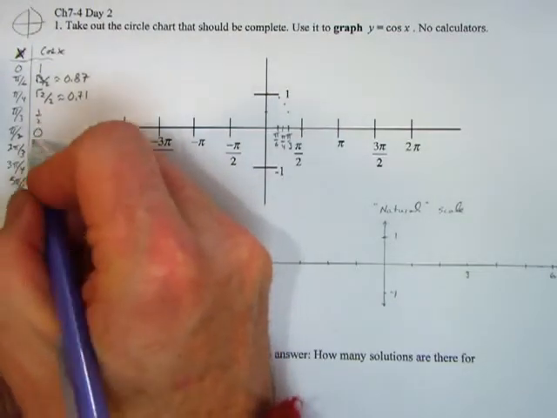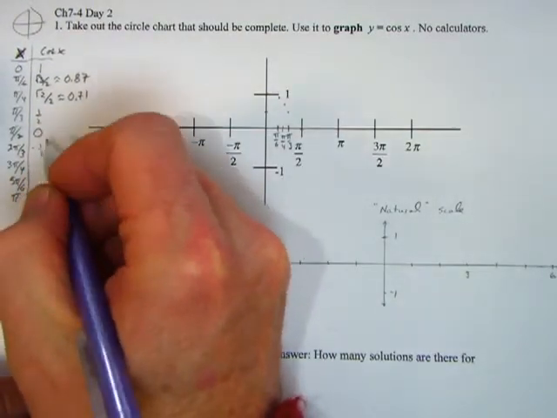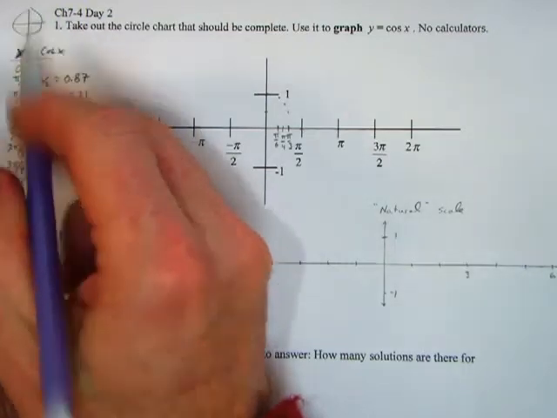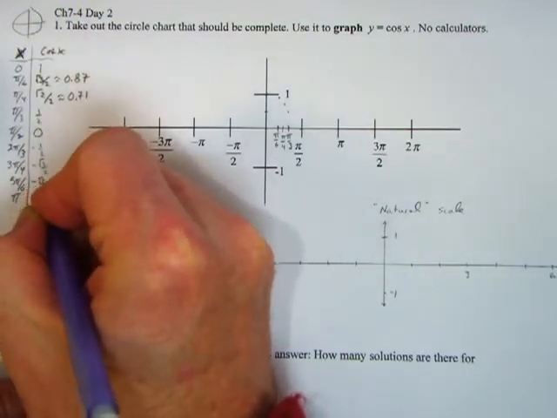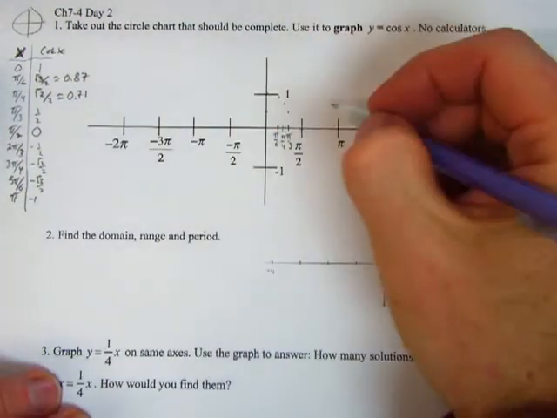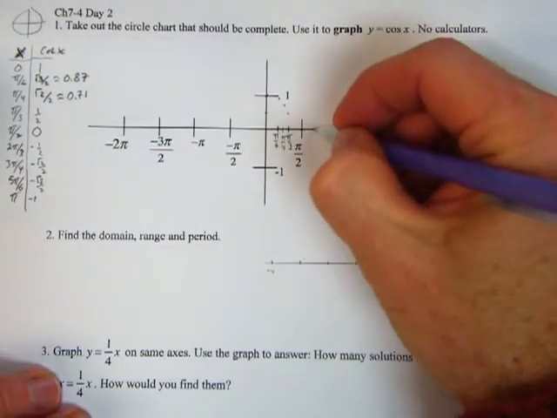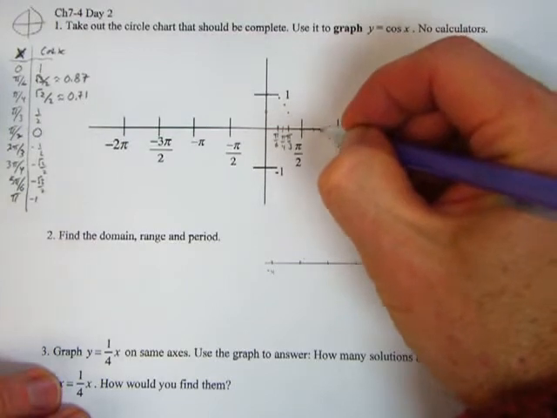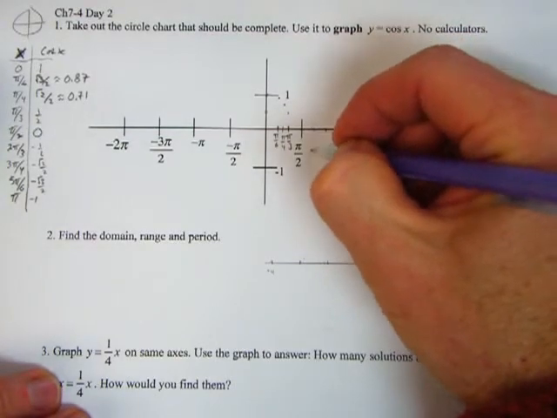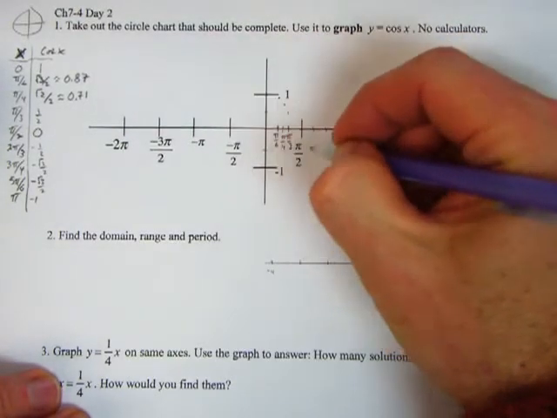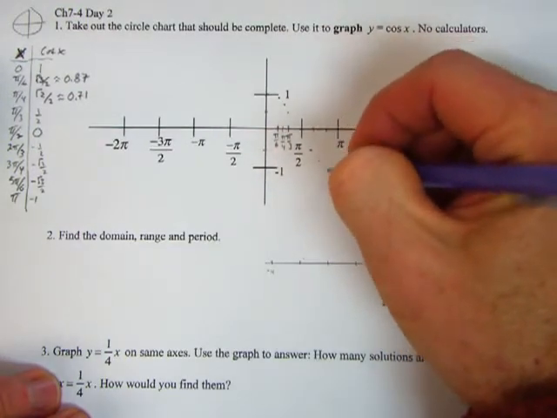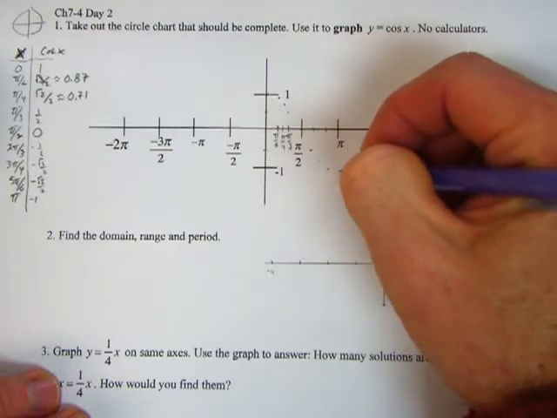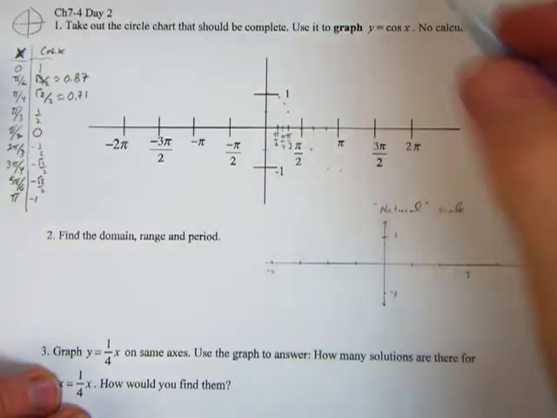Come back here. 2 pi over 3 would be negative 1/2. We're now in the second quadrant. And then negative root 2 over 2, negative root 3 over 2, negative 1. So again, we'll cut this into thirds. And we have negative 1/2, about negative 0.7, the halfway in the middle there, about negative 0.9, and negative 1.